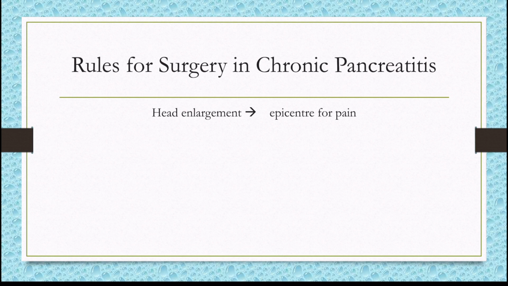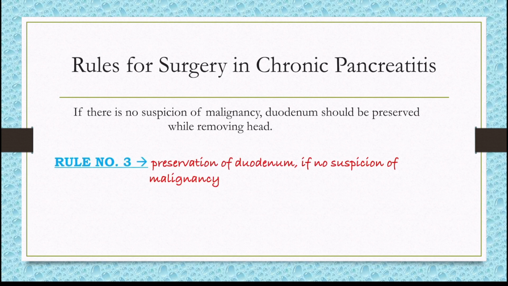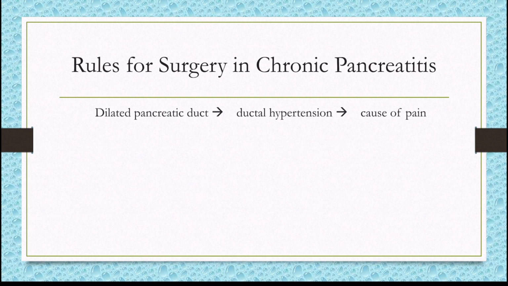Second rule. If there is generalized enlargement of head, then this is epicenter of pain and also stricture of common bile duct and pancreatic duct. So rule number 2 is that enlarged head should be removed. Next rule, if there is no suspicion of malignancy on MRI, then duodenum should be preserved while removing head, as removing duodenum further adds to malabsorption, already present in chronic pancreatitis. Rule number 3. Preservation of duodenum, if no suspicion of malignancy. Next rule, if pancreatic duct is dilated, then it means increased pressure in duct which causes severe pain. So rule number 4, dilated pancreatic duct must be drained.